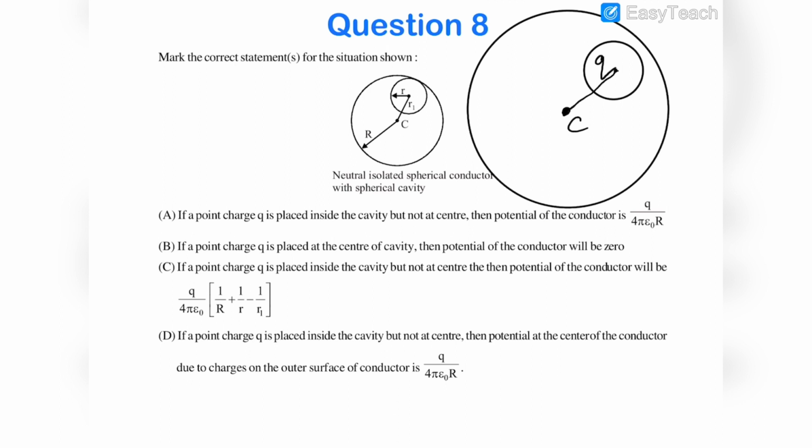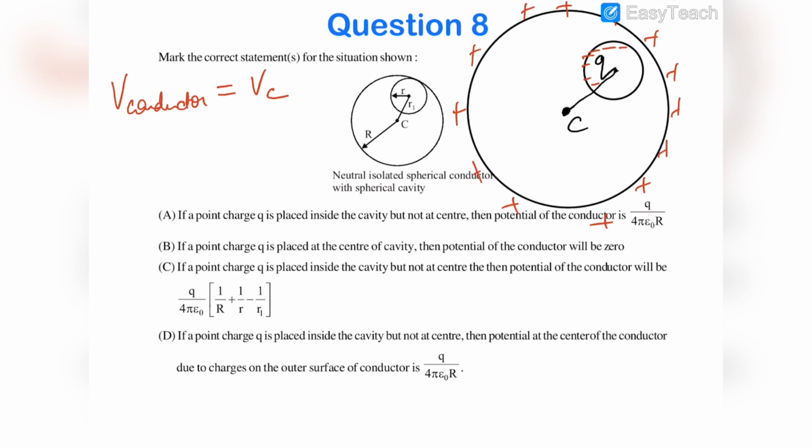Now let us see that there will be a negative induced charge here, and there will be a positive induced charge plus q on the outer surface of the conductor. And we know that the potential of the conductor will be the potential at the center C.